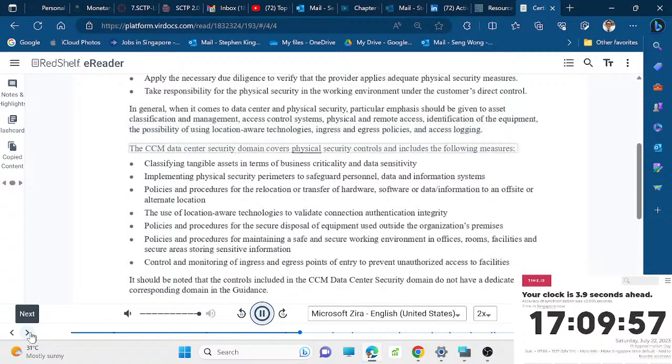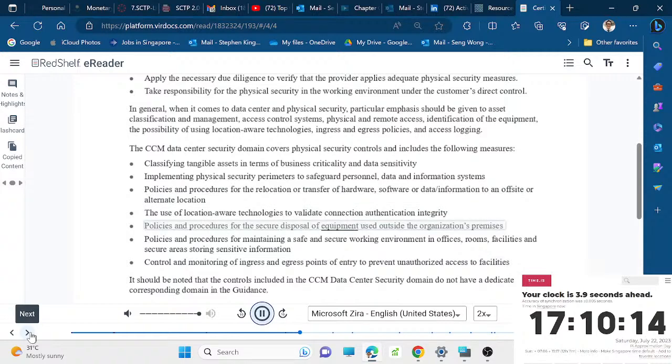The CCM Data Center Security domain covers physical security controls and includes the following measures: classifying tangible assets in terms of business criticality and data sensitivity, implementing physical security perimeters to safeguard personnel, data, and information systems, policies and procedures for the relocation or transfer of hardware, software or data/information to an offsite or alternate location, the use of location-aware technologies to validate connection authentication.